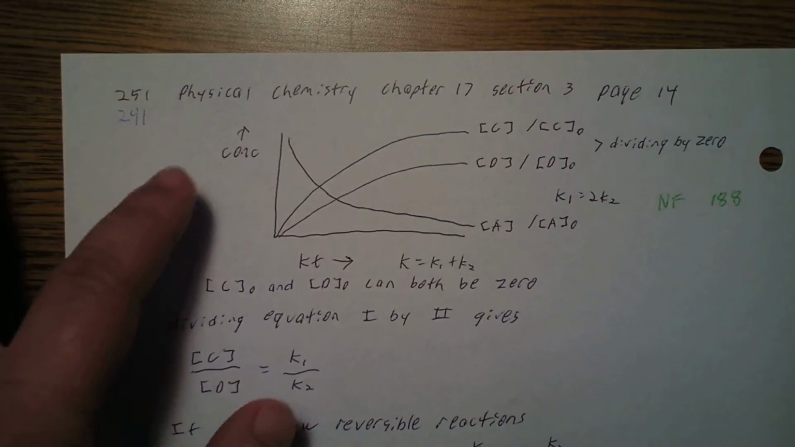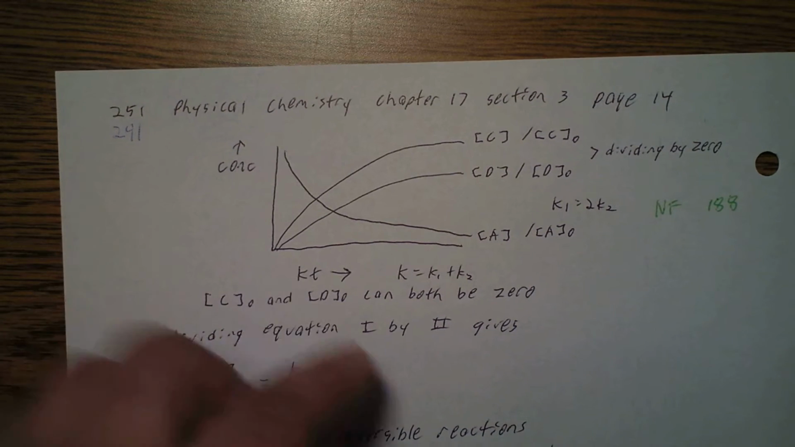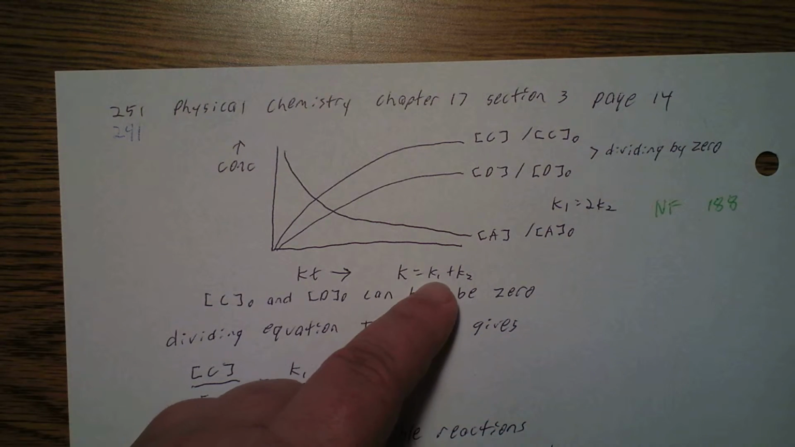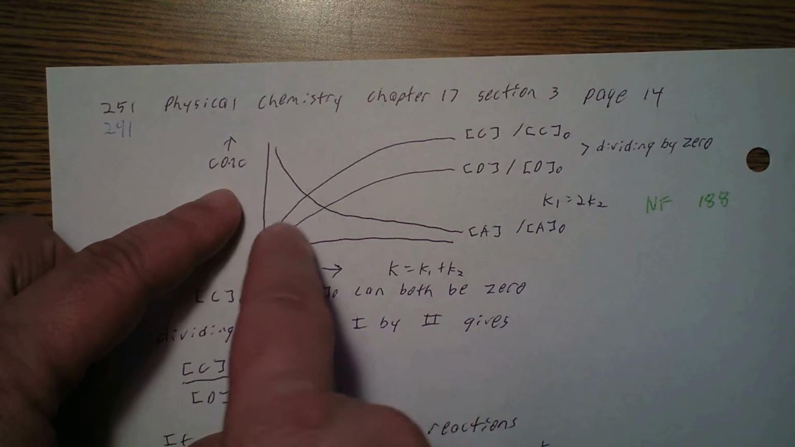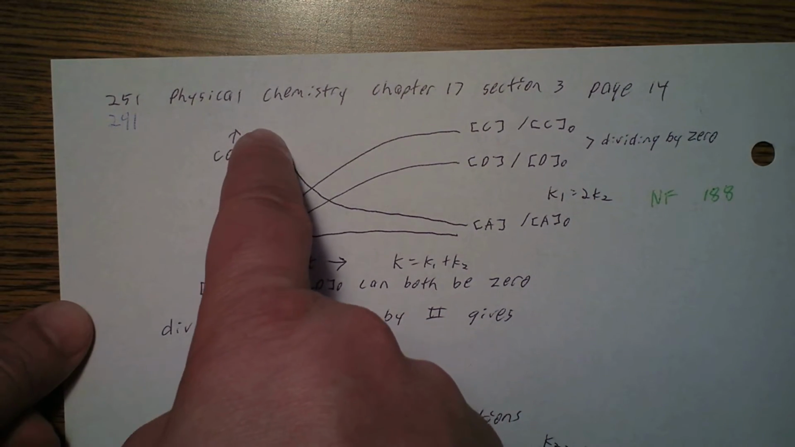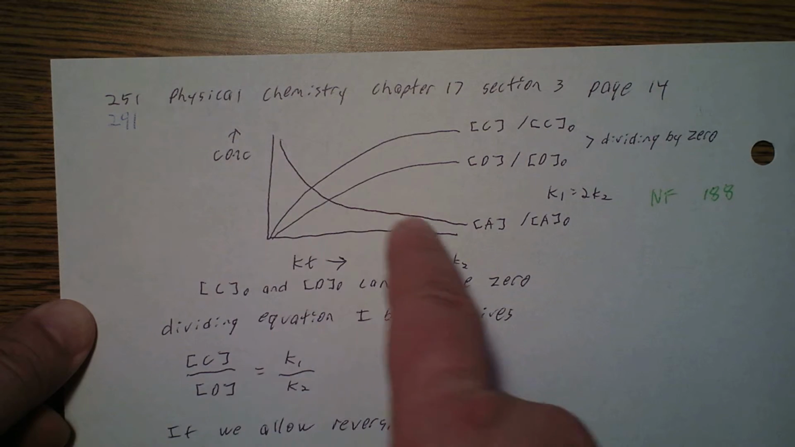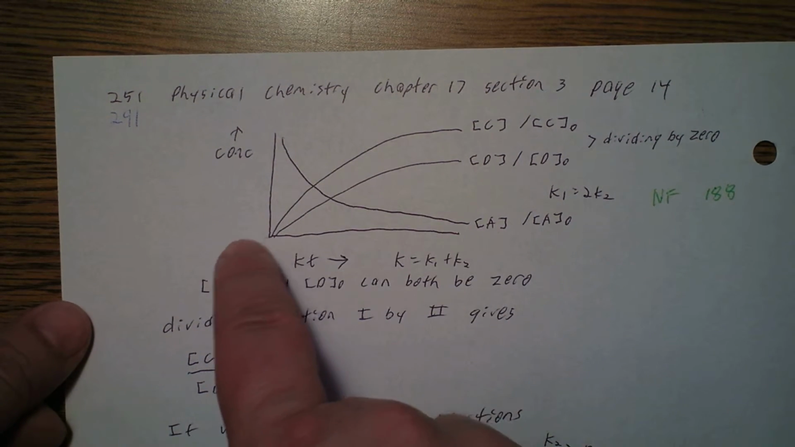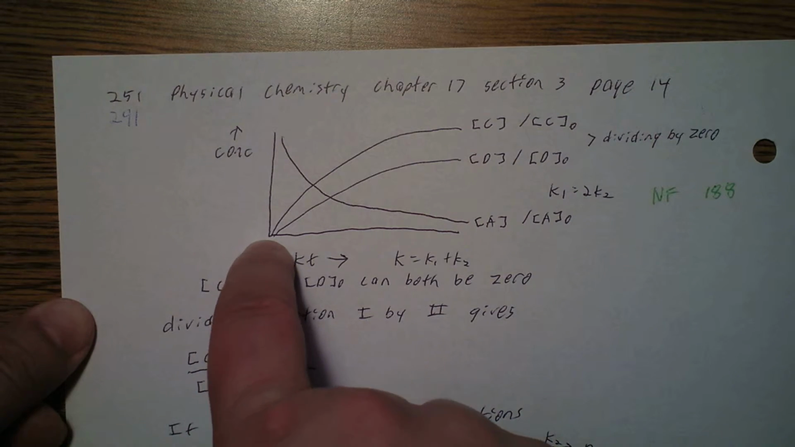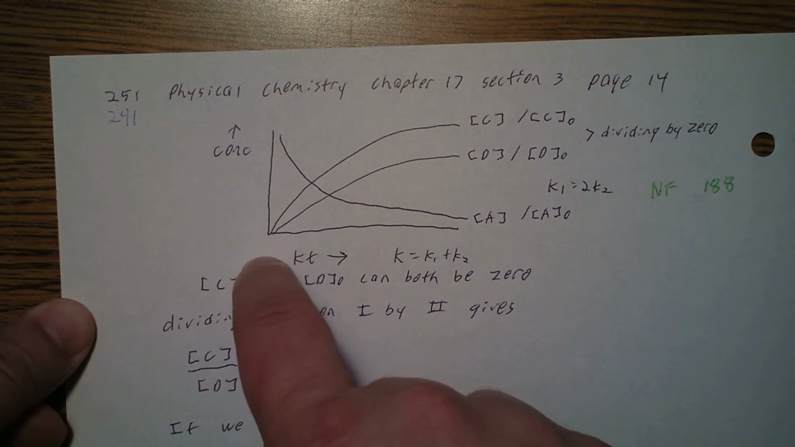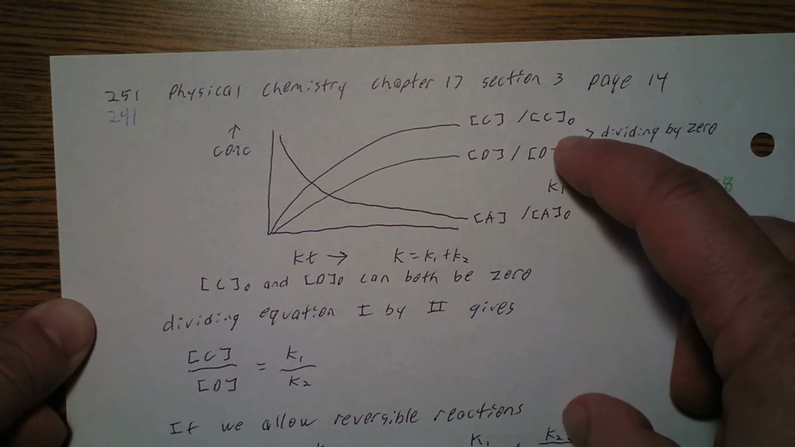So here's a graph of concentration versus kt. And remember, k is going to be k1 plus k2. So the concentration of A over the initial concentration of A, remember we're starting with pure A, so it starts at the top, comes down. And then we're starting with no C or D, so this should be the origin. I didn't quite draw that neatly. So we come out C here, and we come out C here.